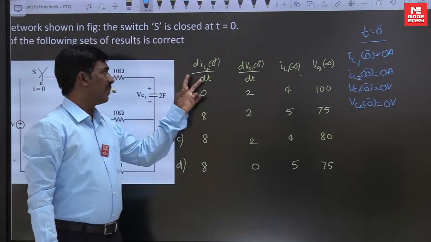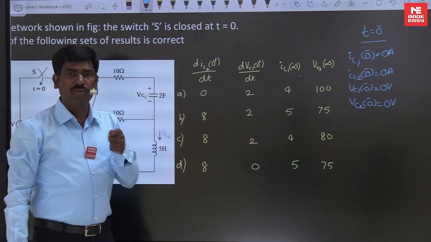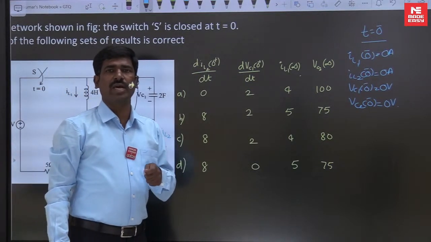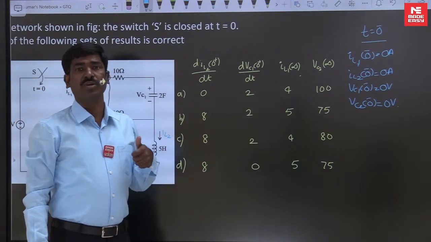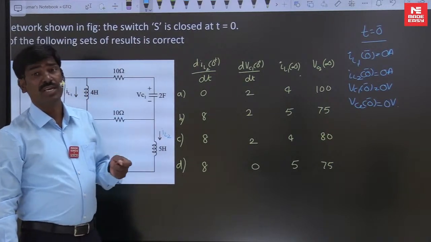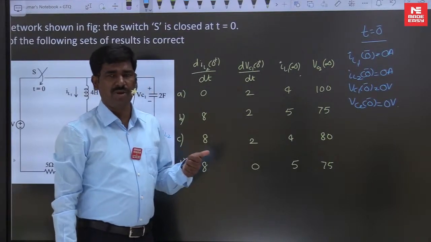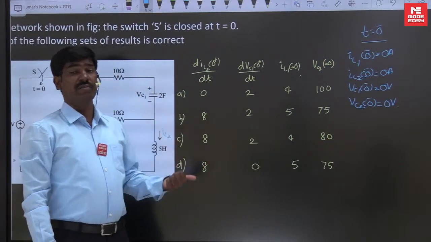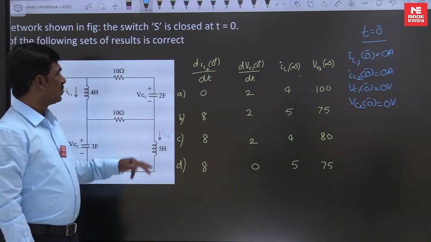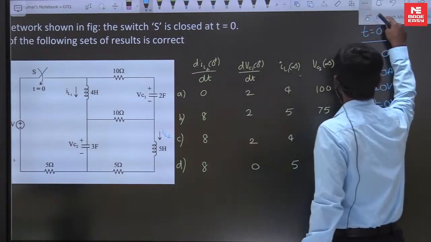Why? Because our requirement is dIL2 by dt. How to get dIL2? If you know the voltage across the inductor, VL is equal to L into di by dt. From that you get dIL2 by dt. How to get dVC? That is from the current. If you know the current through the capacitor, IC is equal to C dV by dt. From that you get dVC by dt. So now draw the circuit diagram at t is equal to 0 plus.